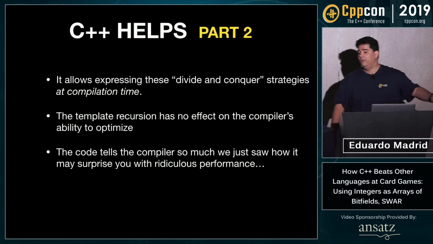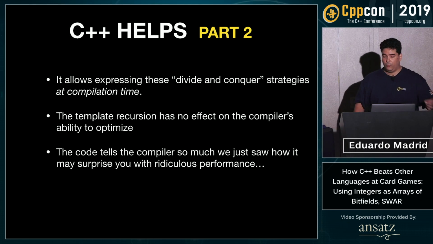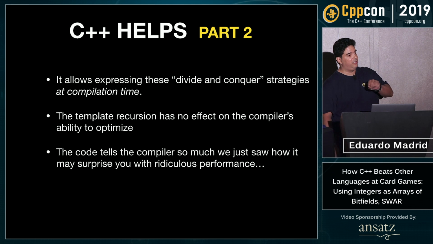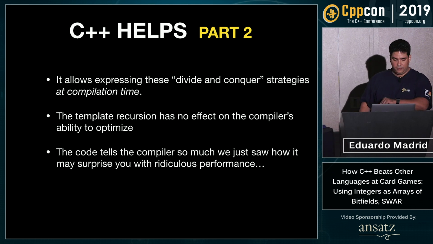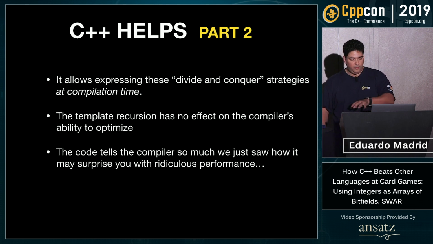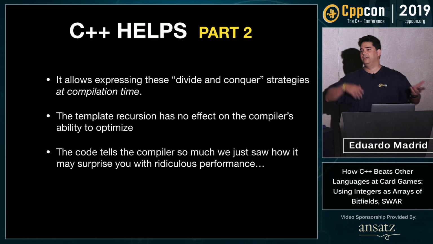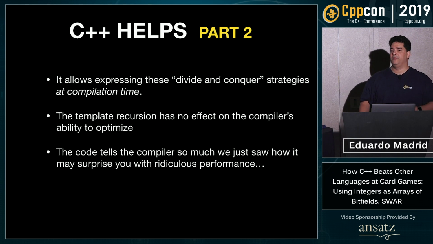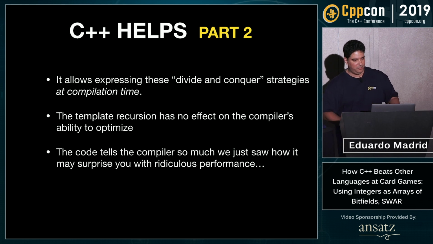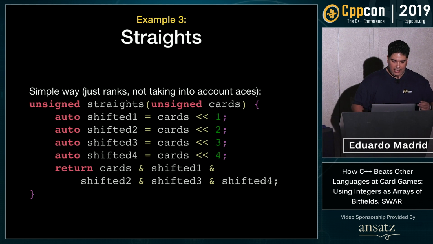So, how C++ helps part 2? Well, I can express very natural divide and conquer techniques at compilation time. They are very suitable for optimization. You saw what the compiler did in this particular case. Of course, the benchmark is only representative of itself, but it shows you that these techniques are amenable to very dramatic optimizations.